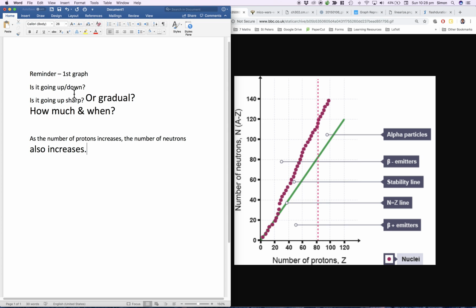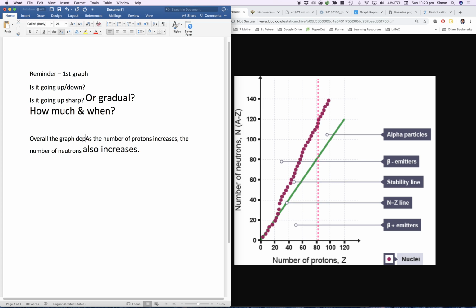And then I can go to, so it's like, is it going up? Is it going down? I can improve upon this. How do I improve it? As the number of protons increases, how much and when? So that's something I can add in right here and here. Let's do that. And then I can say how sharp it is. But let's just do overall.